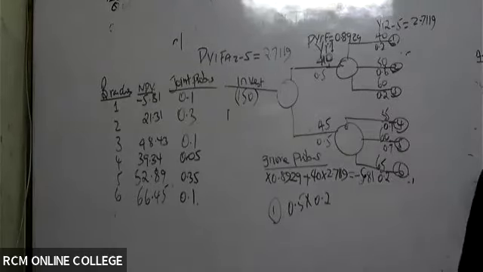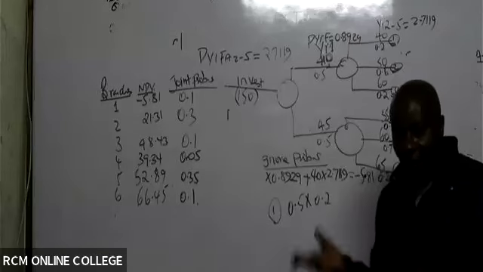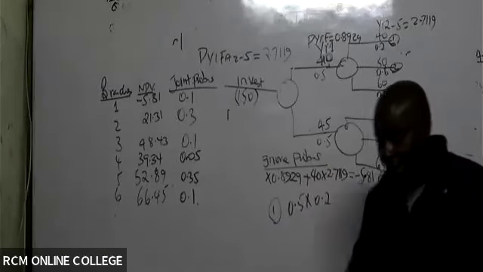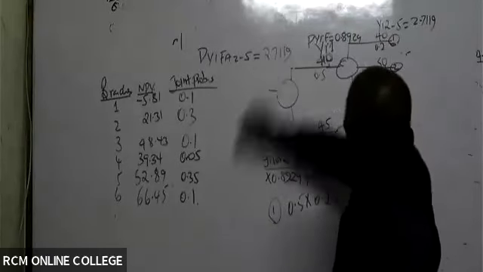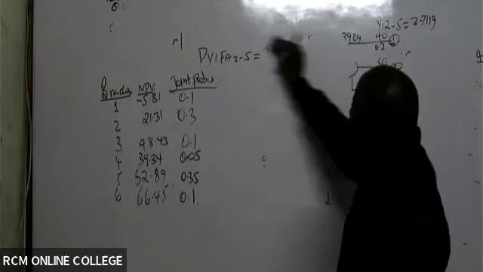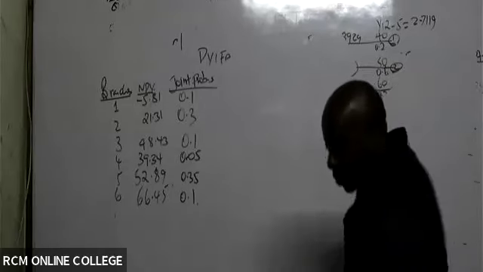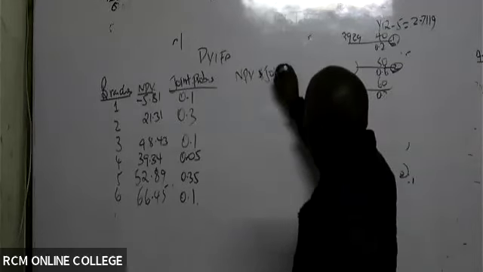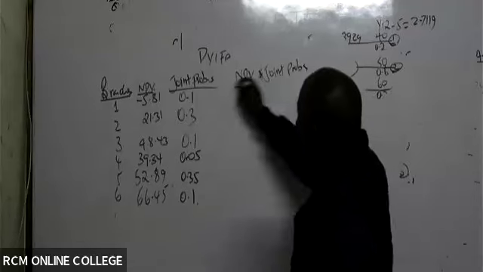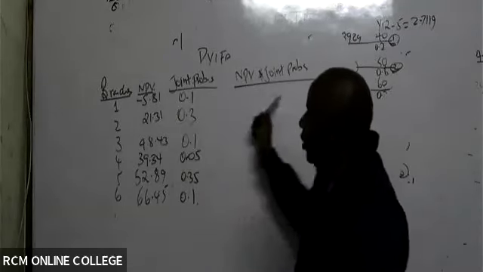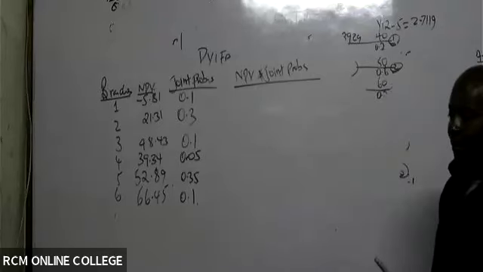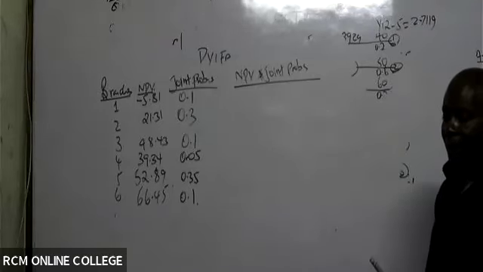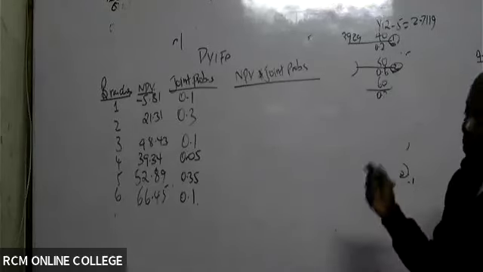The second last step. Now you have NPVs and you have joint probabilities. The next thing is to give us the expected value. You multiply them. So create a column here of NPV times joint probabilities. You take this times this, and you give me a figure. Joint probability times NPV, because now we are incorporating the risk factor.